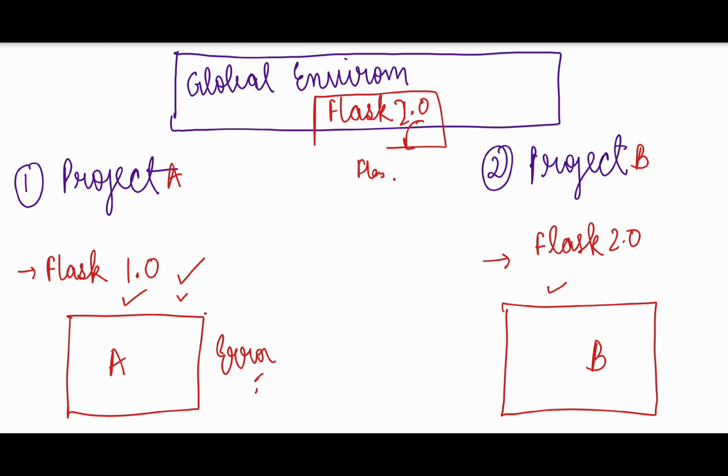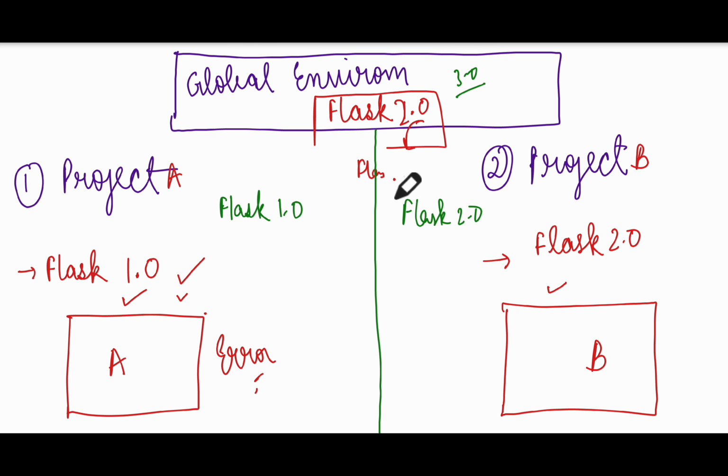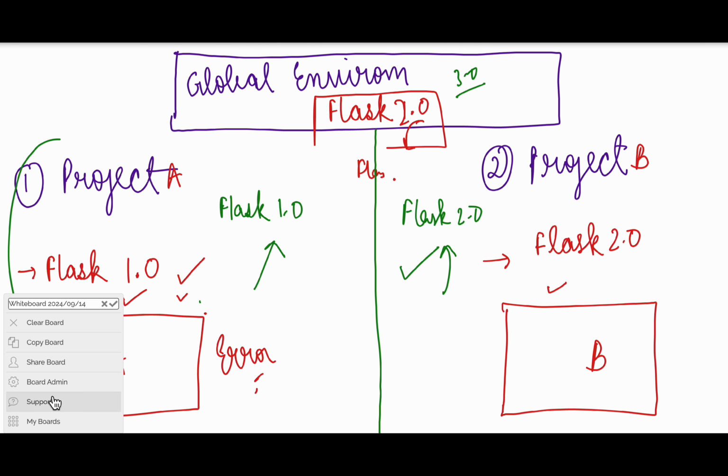What you will eventually do is create a boundary between these two. You'll divide your system into two parts. In this part, you will install Flask 1.0, and here you will install Flask 2.0. It doesn't matter what is present globally; globally, it can be 3.0 as well. Now whenever you run this project code, it will attach itself to Flask 1.0 and will not throw any error. And when you run with Flask 2.0, it will attach to this one, and it will not throw any error.